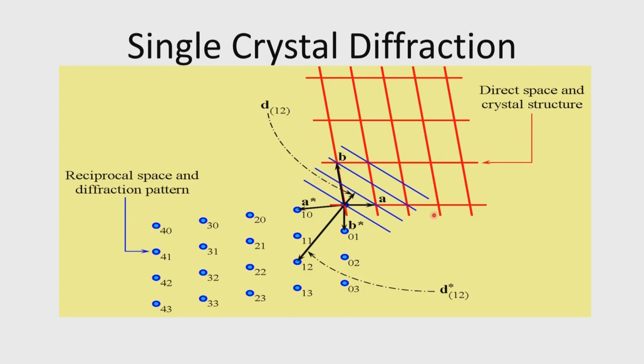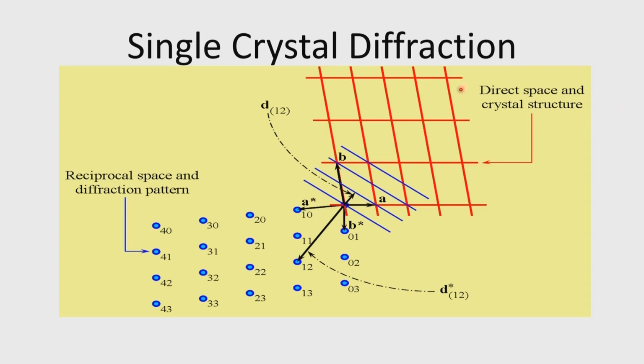So, the planes in the crystal can now be identified in the reciprocal space by looking at the spots and indexing those spots. When I index this spot as 1 2, that means I am referring to the plane 1 2 in the real crystal. Okay. So, that way we can find all these values, and these values now represent the reciprocal space and the diffraction pattern.